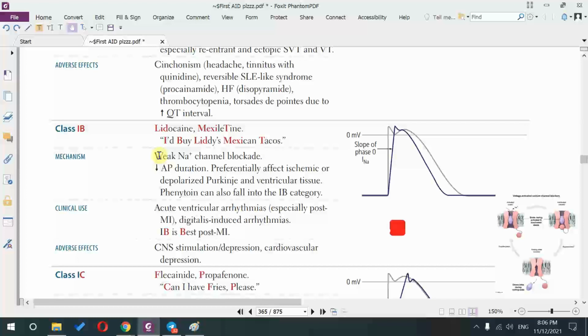What is the difference between the two? The only difference actually is that mexiletine is oral while lidocaine is IV. That's it. So, or muscular, sorry, not IV. Don't give it IV, guys.